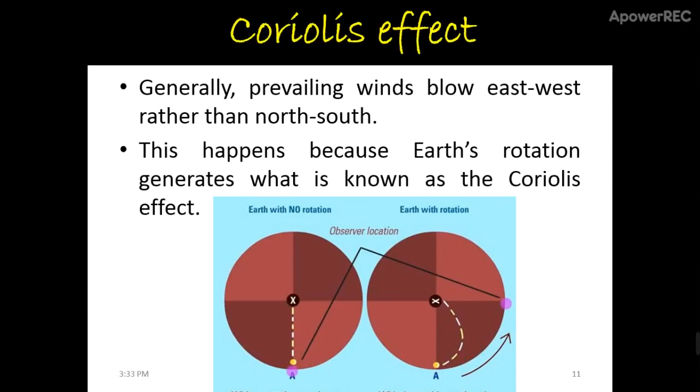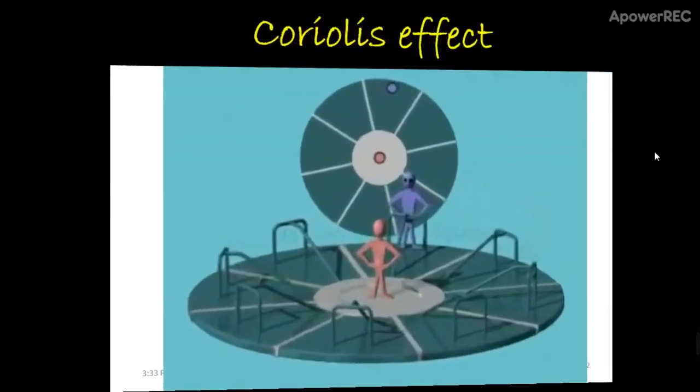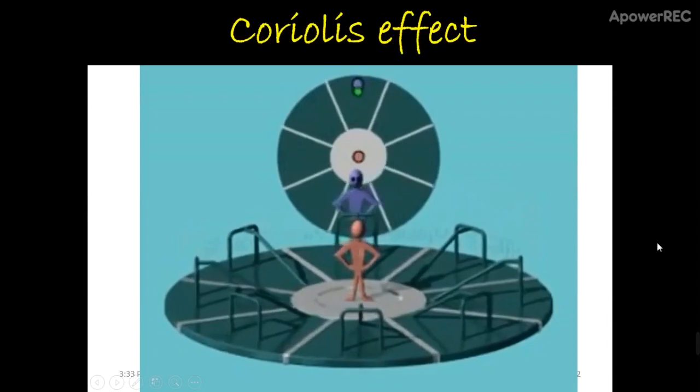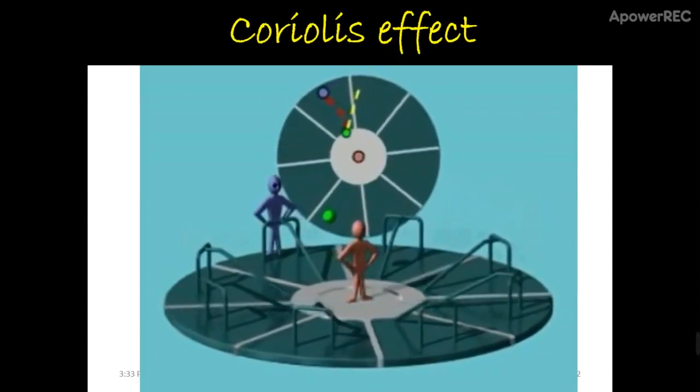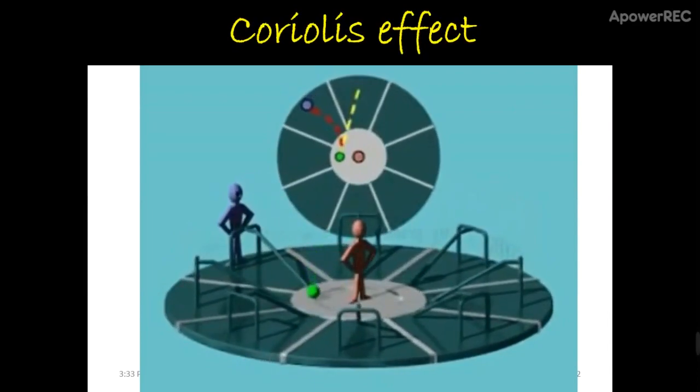Coriolis effect. Generally, the prevailing winds blow in an east-west direction rather than north-south. The reason behind this behavior is the Coriolis effect, or rotation of the earth. Let's understand this behavior. When the earth is stationary, the trajectory of the wind looks like a straight line to observer A. Now, when the earth is rotating, the position of the observer changes, so the trajectory of the wind does not look linear to the observer. This effect can be better understood by this animation. Just observe how the trajectory changes with the rotation of the earth.